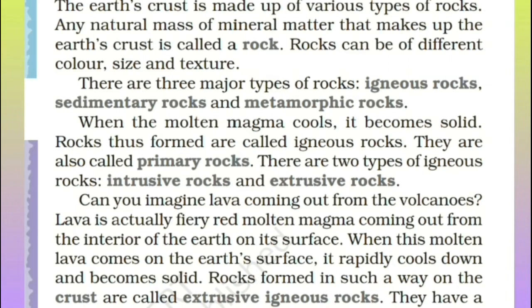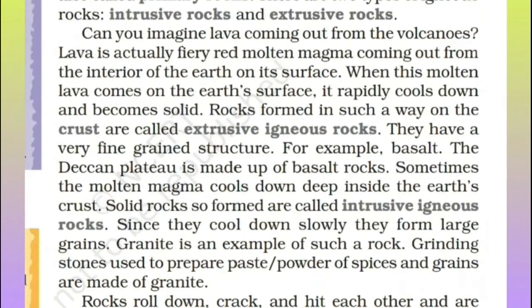Alright, so we will read about intrusive and extrusive in the next paragraph. So now we have known that when this lava, molten magma, cools down, it becomes solid, and this solid rock is the igneous rock. These igneous rocks are also called primary rocks, and igneous rocks are of two types: intrusive rocks and extrusive rocks. Can you imagine lava coming out from the volcanoes?